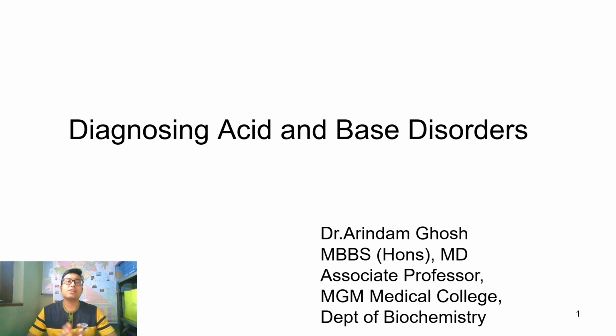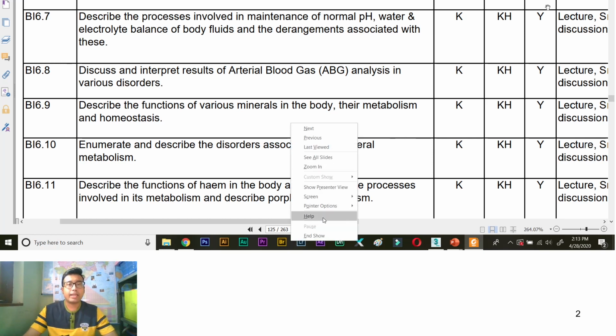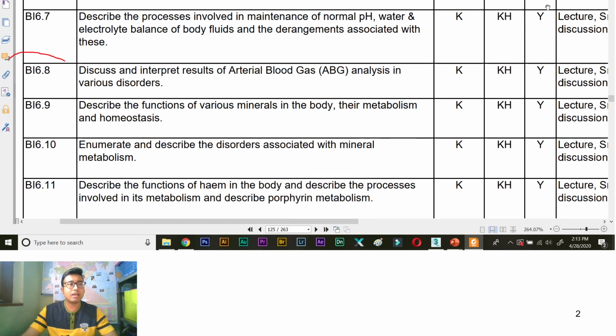Acidosis and alkalosis is an important chapter, and it's covered in competency BI 6.8. You all know by now what the MCI competency for biochemistry says: discuss and interpret the results of arterial blood gas analysis in various disorders. We'll jump right into the topic, and by the end of this class I will make you a master in diagnosing ABGs.